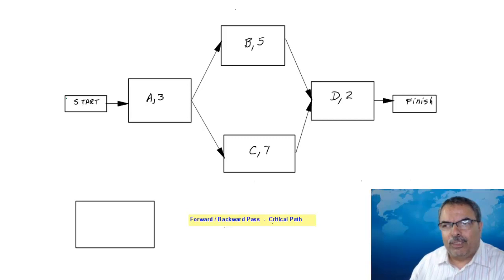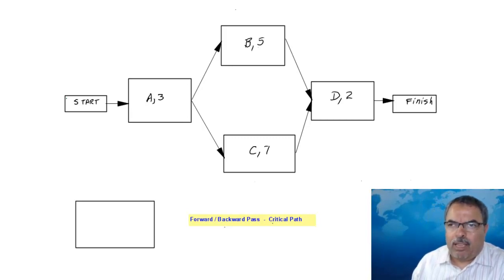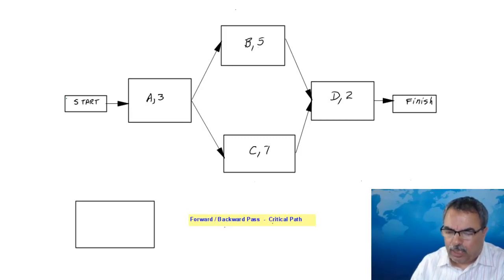Okay, in this video, we're going to talk about how to use forward passes and backward passes to calculate the critical path, as well as the slack or float for a project task and project network. Critical path was defined in a previous video. So if we have a network diagram that looks like what we have right here, a simple network composed of 4 tasks and a start and a finish, networked this way.